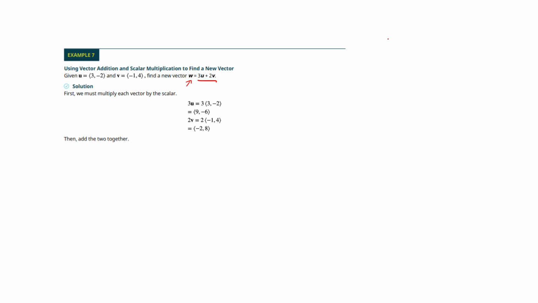But as far as the math goes, it's very simple. We're multiplying 3 times u, which we saw was really easy. We're going to get 9, -6. We're multiplying 2 times v, and we get this. Now, we already know how to add vectors together. All we do is add the x components and the y components. And so we do that, we get 7 and 2.